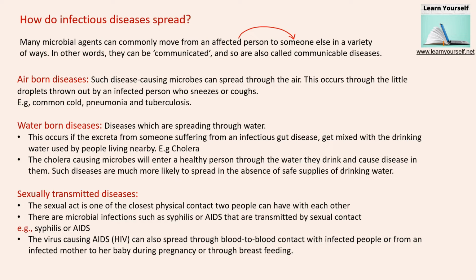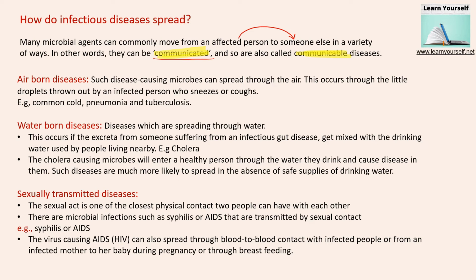In other words, they can be communicated and so are called communicable diseases. So communicable disease is another name for infectious disease, because they easily spread throughout the community from an affected person to a healthy person. Now there are three types of infectious disease. First, airborne diseases; second, waterborne diseases; and third, sexually transmitted diseases.